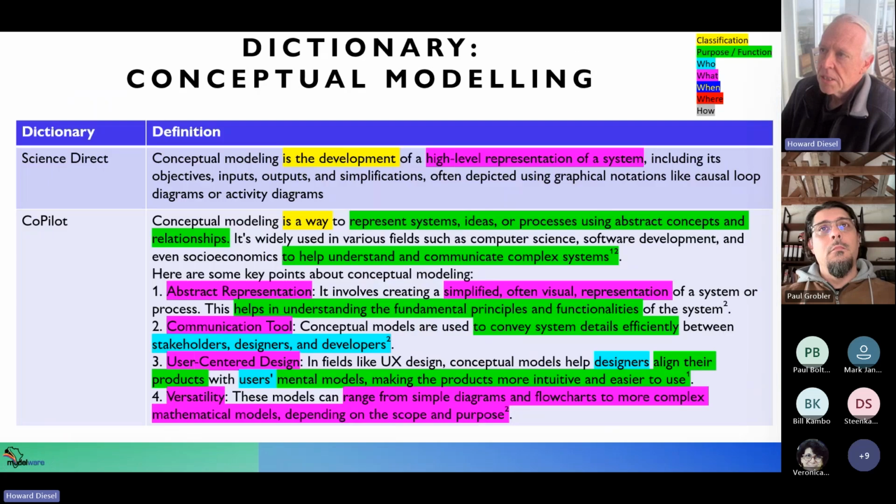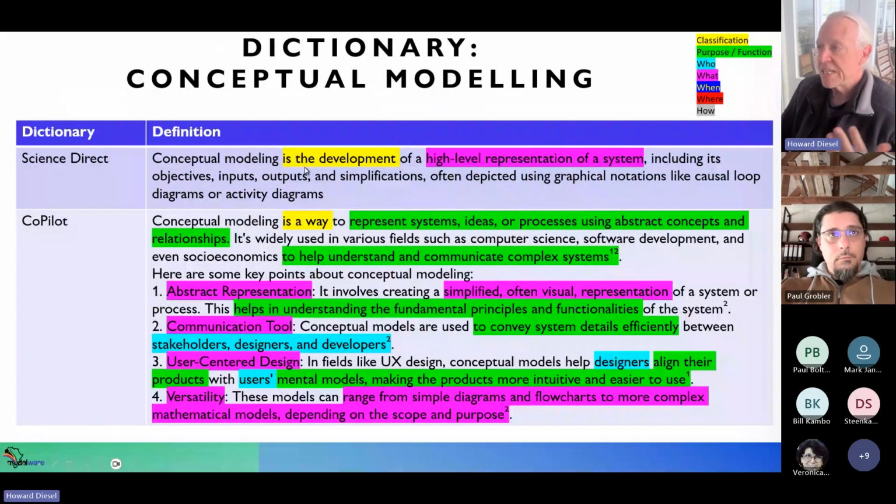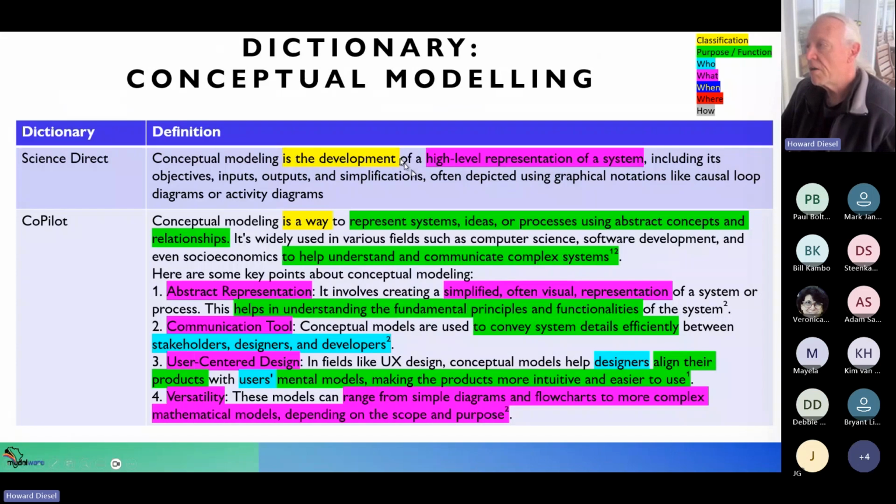Great. Okay, conceptual modeling is the development. There is the classification. It's the development of that high-level representation of a system. Okay, so there it is. Objectives, inputs, outputs, simplifications can be depicted in graphical and causal loop diagrams and activity diagrams. So these things all come together.